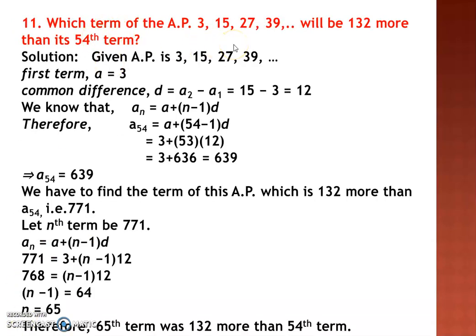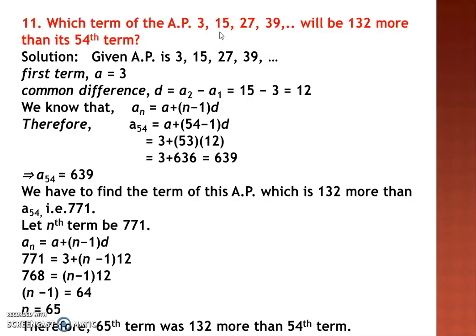Which term of this AP will be 132 more than its 54th term? So we will go step by step. Now here the AP is given to you: 3, 15, 27, 39 and so on. When the AP is given to you, you can identify the first term and the common difference with the help of that AP. So you will first write down what is A and what is D.